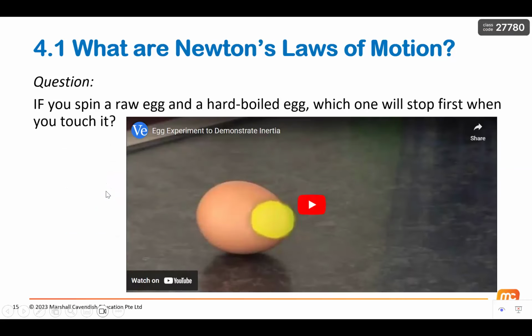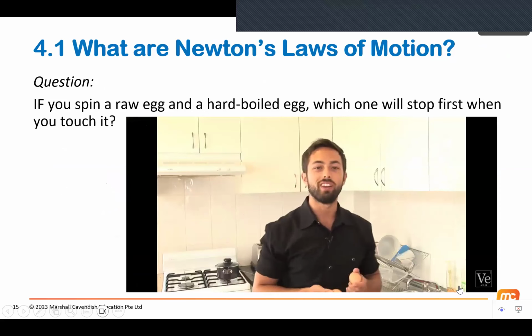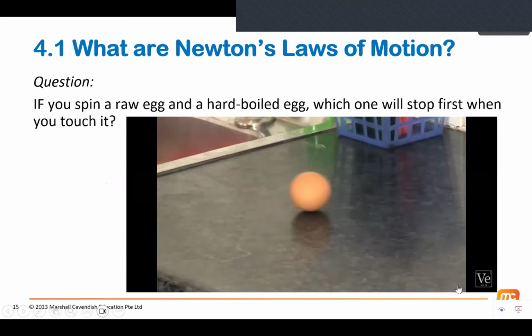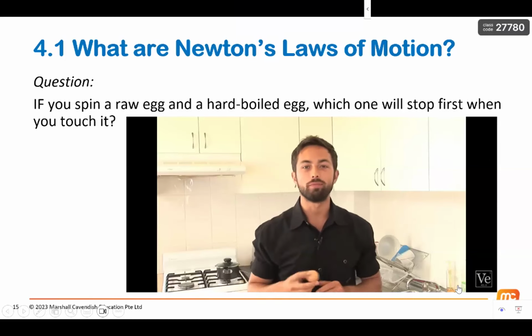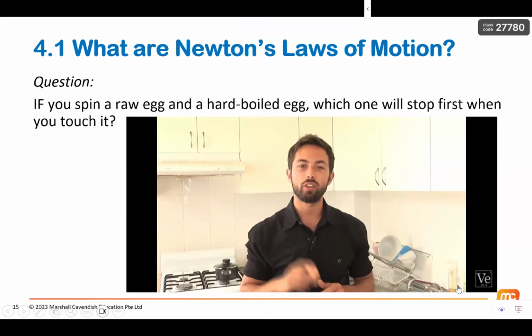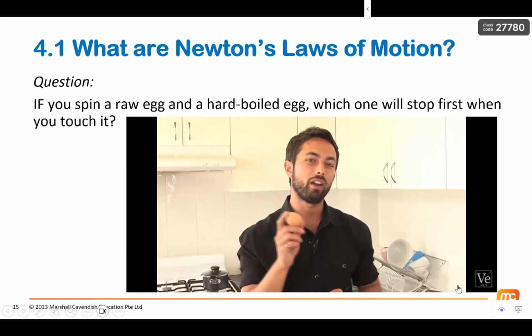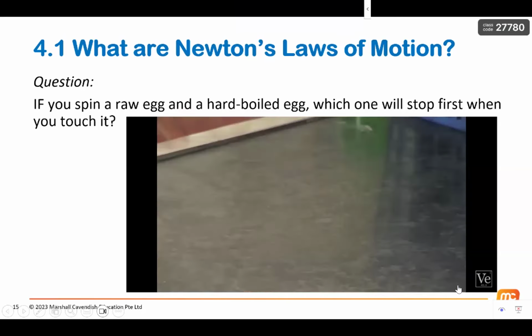If you spin a raw egg and a hard-boiled egg, which one will stop first when you touch it? Video now. Most people know that if you try to spin a boiled egg, it'll spin nicely. And when you try to spin a raw egg, it'll be a bit more wobbly. But there's a cool trick you can do where if you spin a raw egg and then you stop it, the raw egg will start spinning again.